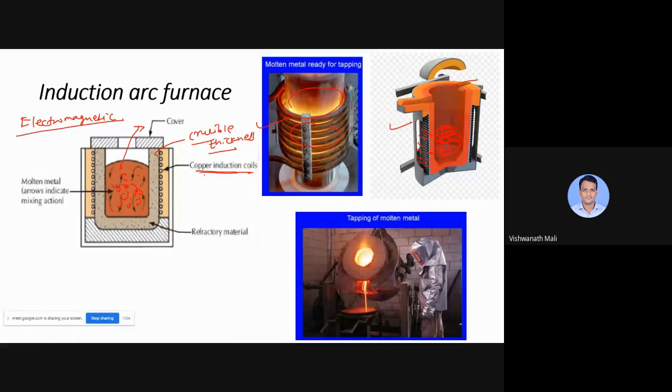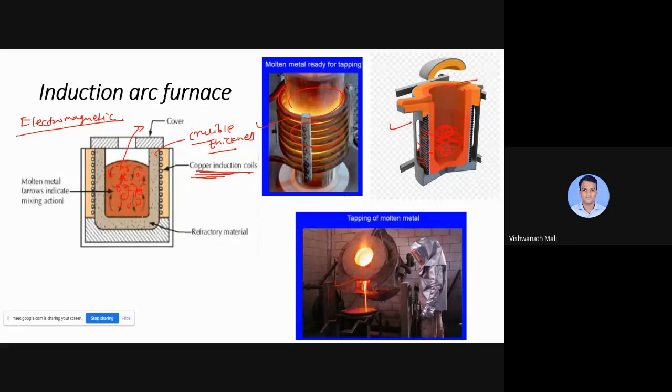Now once we supply the electricity to these copper coils, which are surrounding it, secondary currents will get developed in the scrap, and as the electromagnetic force is also generated, the secondary current developed in this scrap will generate heat in the material. As it generates the heat, it will melt, and that molten metal we remove here.